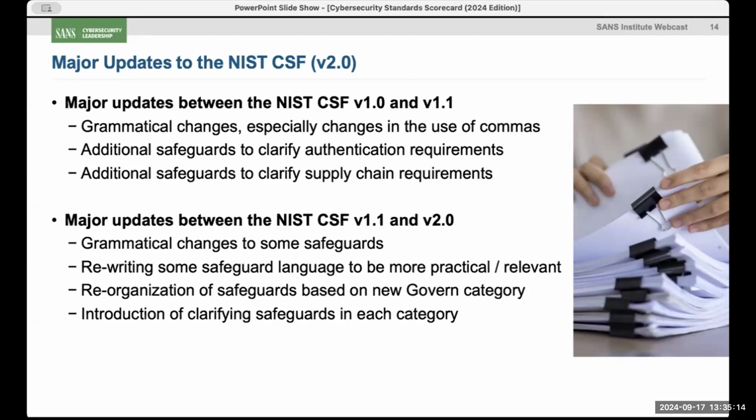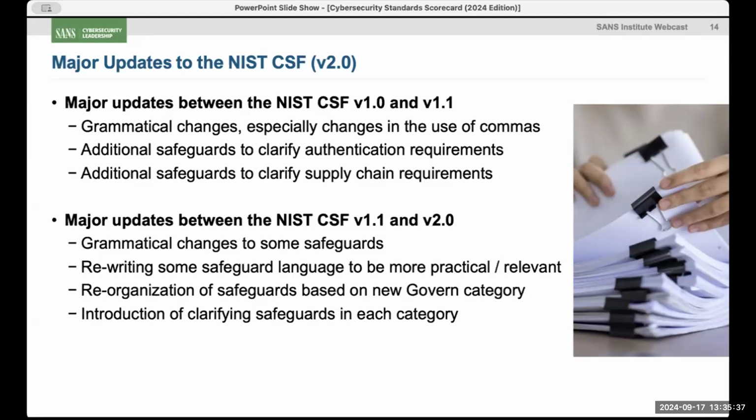Between 1.1 and 2, of course, what happened this year, you do still see a lot of grammatical changes, which is fine. And actually, to be fair and to credit NIST, I think they used language which was much more digestible. And it was words that we all use to describe the safeguards that they were describing. It wasn't theoretical or philosophical. I felt like they made it more practical. So I like what they did on the grammar and just the syntactical side of things.